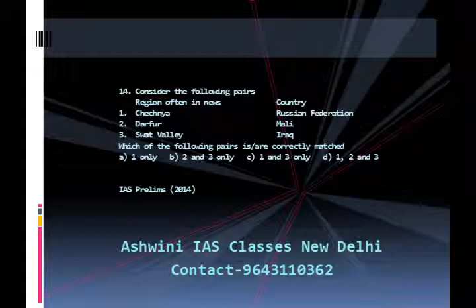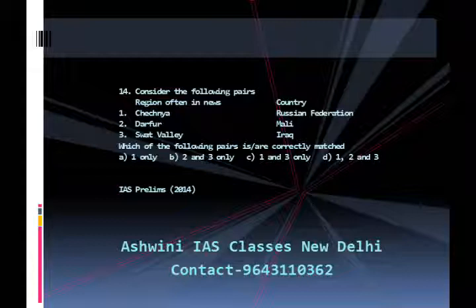This particular question you can see on the slide, which will be displayed on the video. A, 1 only. B, 2 and 3 only. C, 1 and 3 only. D, 1, 2 and 3. This has appeared in IAS Prelims examination 2014. The answer is A, that is Chechnya is in Russian Federation.